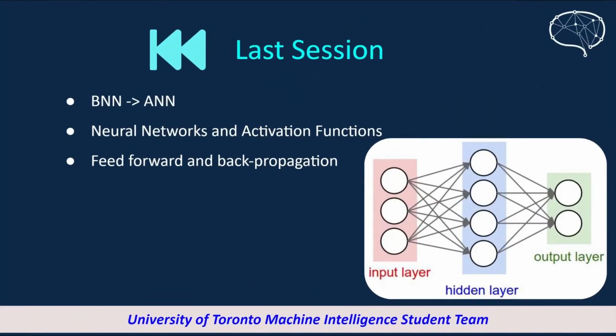Okay, so from last session, we've introduced a biological neural network, and we talked about the connection between a biological neural network and an artificial neural network. There are similarities in how we as humans created artificial neural networks from the idea of how our brain works. And we also talked about neural networks architecture, for example, in this graph, and the activation functions.